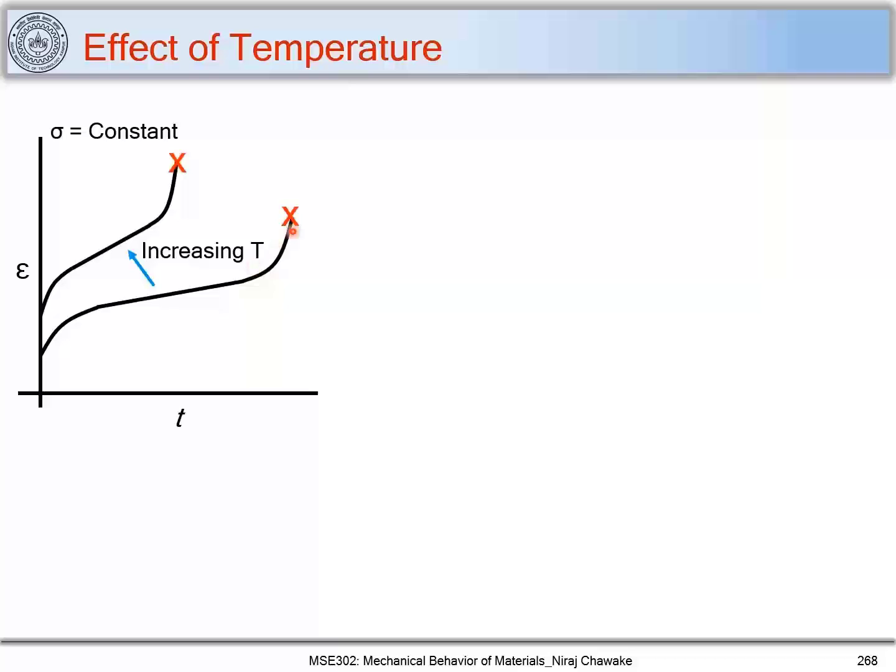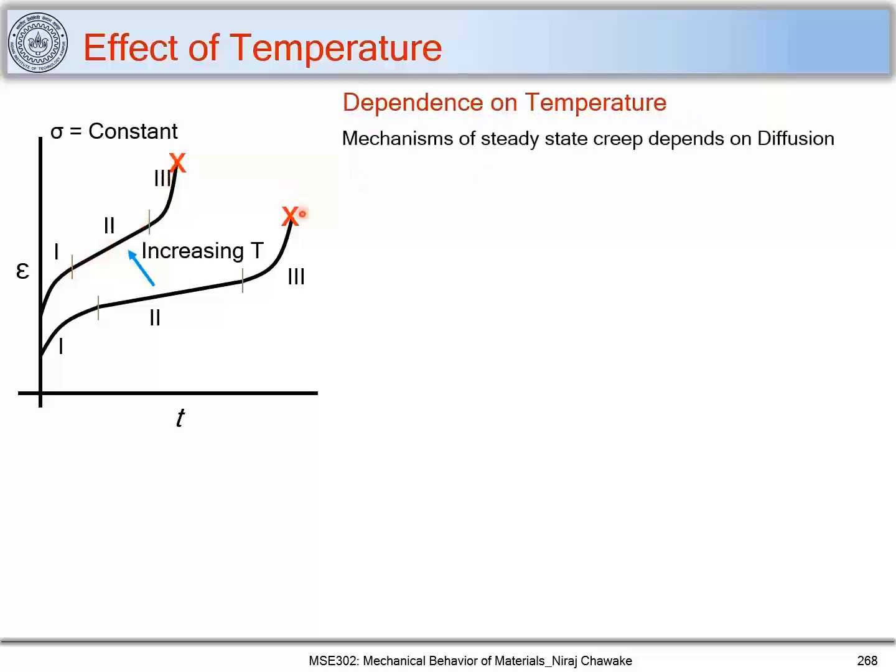Also you can see that when you mark these three regions for these creep curves obtained at different temperatures, so this is at higher temperature and this is at lower temperature, you can see that it has a similar effect as when we increased the stress. You can see what the dependence on temperature is. Why is this happening? Let's understand.